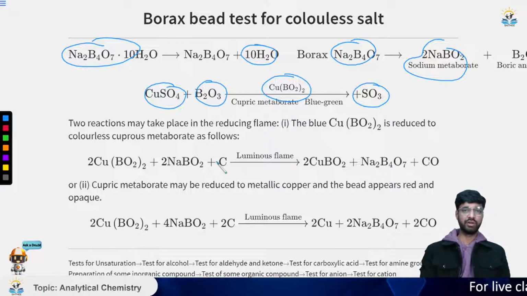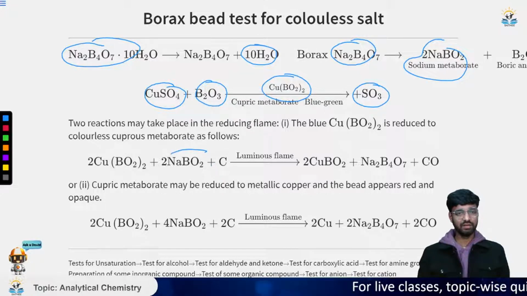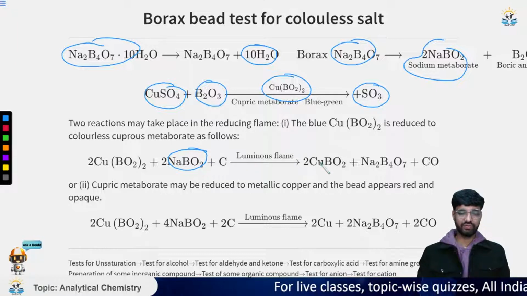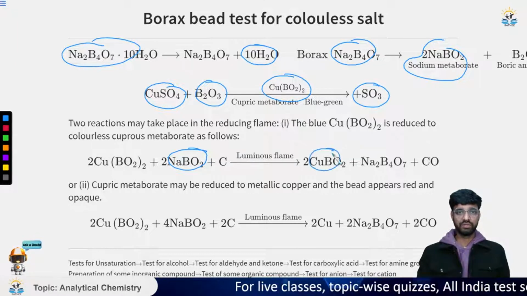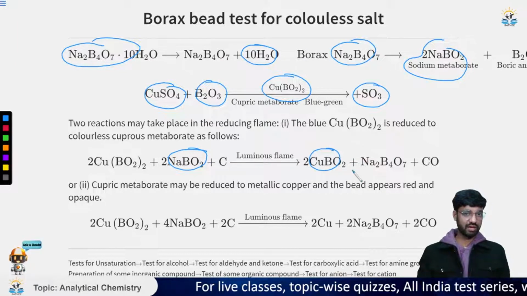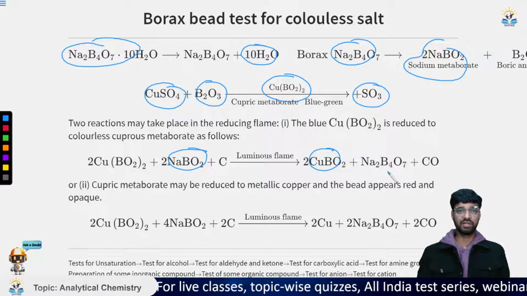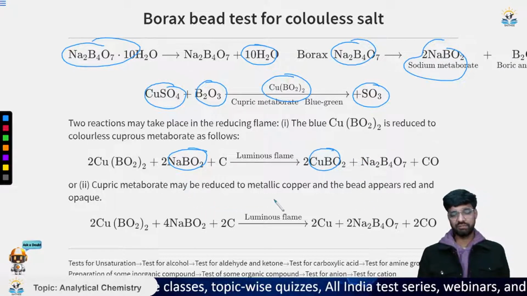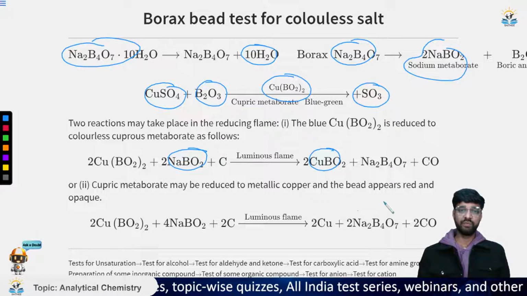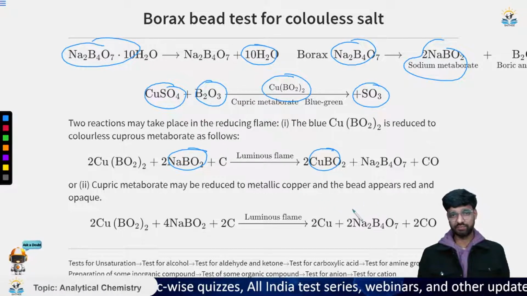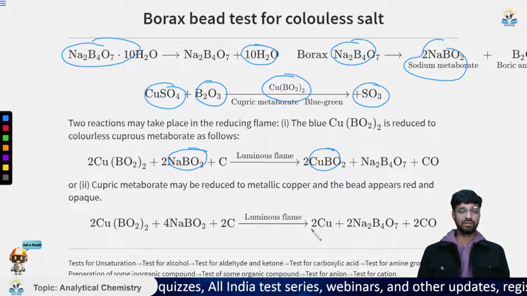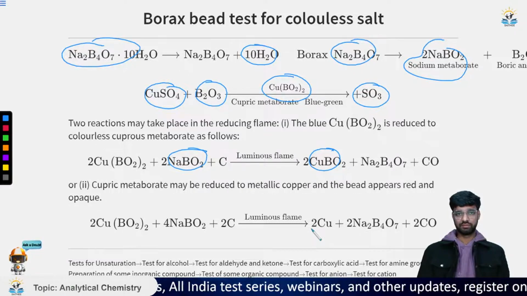If we do it in the reducing flame, what will happen? Two reactions can take place. If it is cuprous, then it gives colorless cuprous metaborate, so it is colorless. And if it is cupric, it may be reduced to metallic copper and the bead appears red and opaque. So this is the borax bead test.